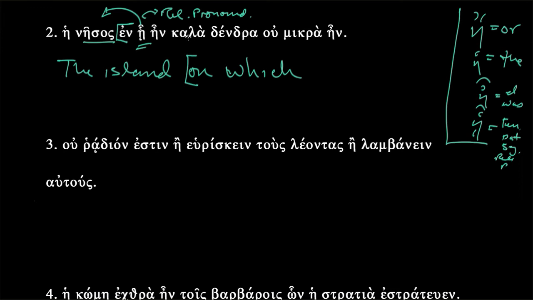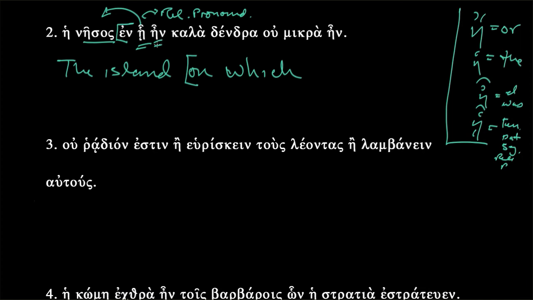Well, what are kala dendra? That's beautiful, and then dendra, trees. This must be nominative or accusative plural. Ein helps us out here. What is that? Well, it could be either I was or he, she, it was. So this is going to be the third person because we've got kala dendra.